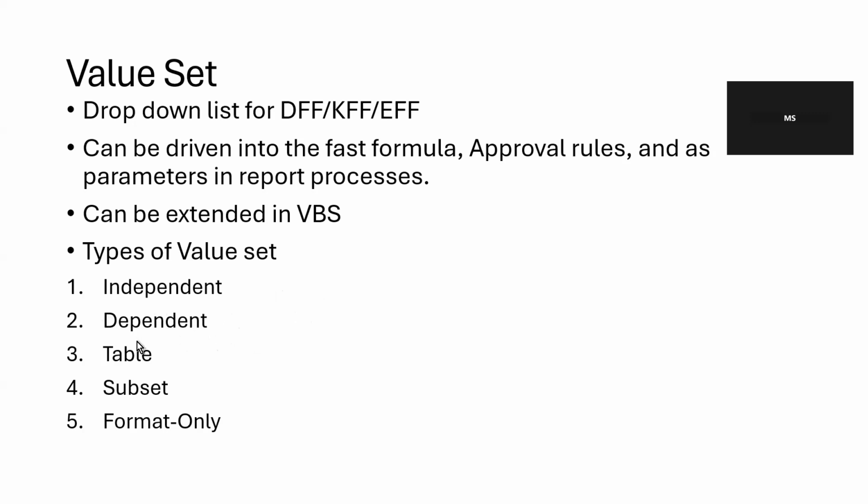While configuring the dependent value set itself, we provide the parent value set. It acts as a child and it acts as a parent. So you provide the parent value, whatever value set you have defined as independent, and then create a dependent value set. And coming to the table value set.